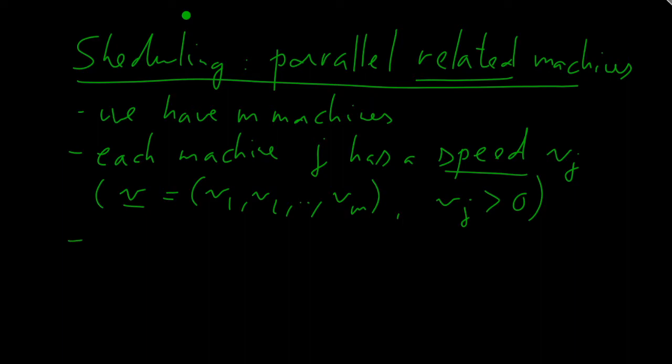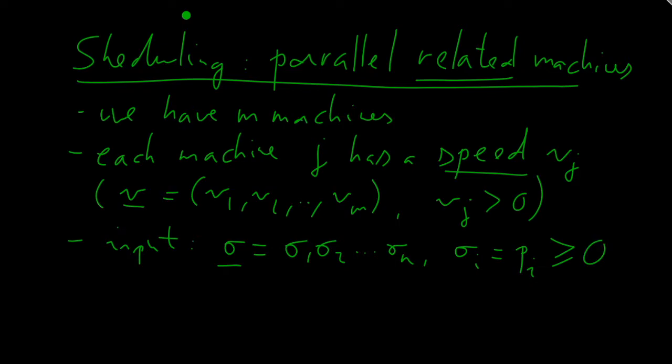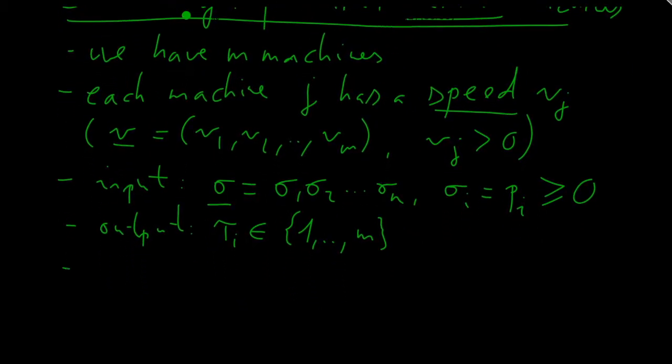And again, the input, the request sequence, is just sigma 1, sigma 2, up to sigma n. And each sigma i is a job, also denoted as pi. Right now we only have one single processing cost, which is a non-negative value, not necessarily an integer again. And then we have the output again. We just assign each job to a particular machine, so it's just an index 1 to m.